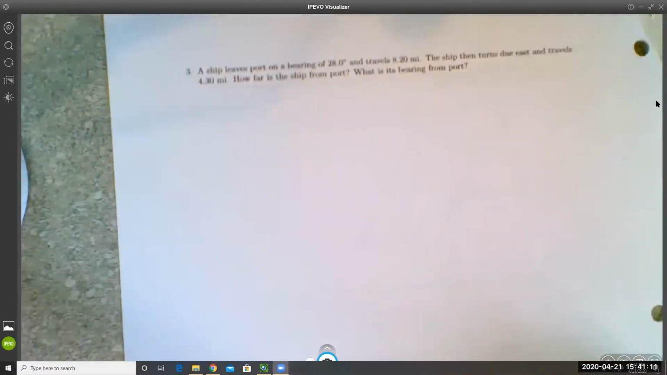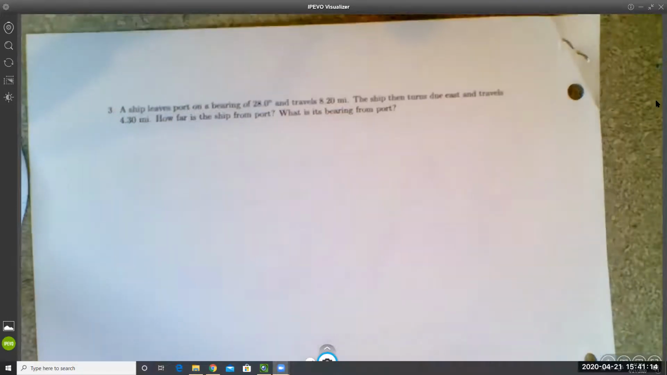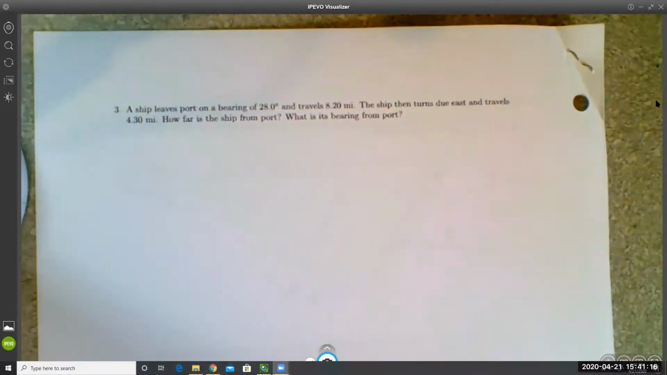This will relate all of this stuff back to stuff that we've done in the past, right? So this one says a ship leaves port on a bearing of 28 degrees. And remember, when it doesn't give you the bearing like north 28 degrees east, it's assumed that this is 28 degrees from the north. Anyway, so it leaves on a bearing of 28 degrees and travels 8.2 miles. The ship then turns due east and travels for 4.3 miles. How far is the ship from port? And what is its bearing from port?